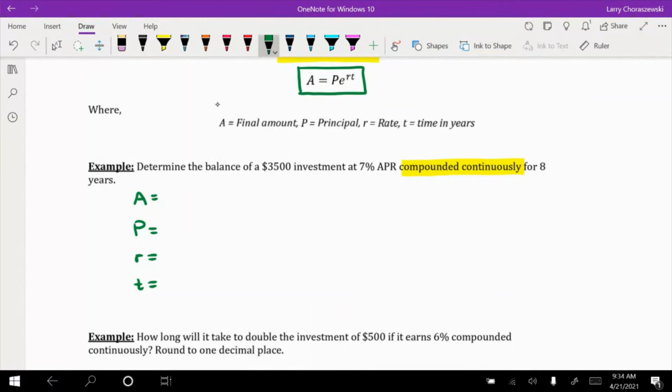Now it says here, determine the balance of a $3,500 investment. Okay, so this is the initial amount of money, so that's a value of P. Value of R is 7%, but let's use that as 0.07. And this is happening for 8 years. That 8 represents a value of T. And we're trying to calculate how much is going to be in the account after 8 years have gone by.